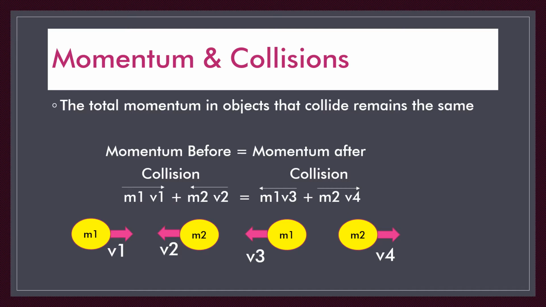Since momentum is a vector quantity, we have to consider the directions of the momentum. If the direction is opposite, we have to take the momentum as negative.